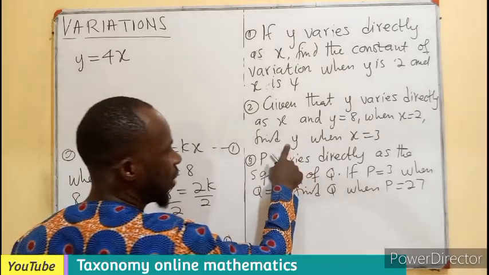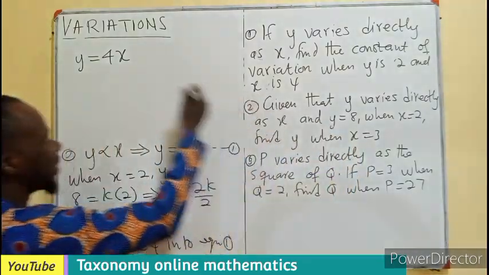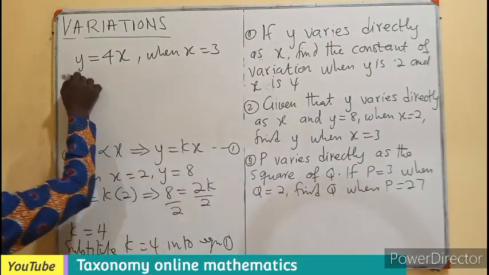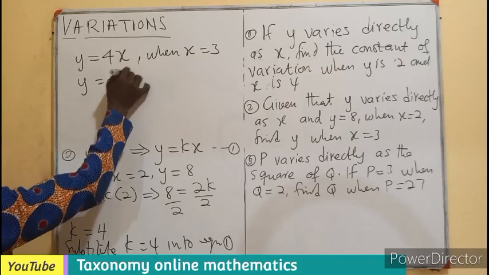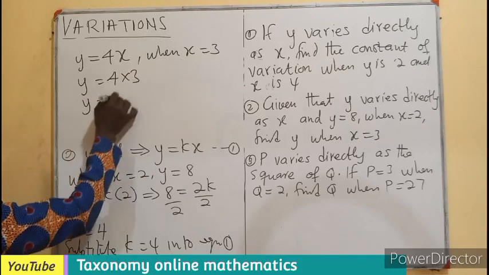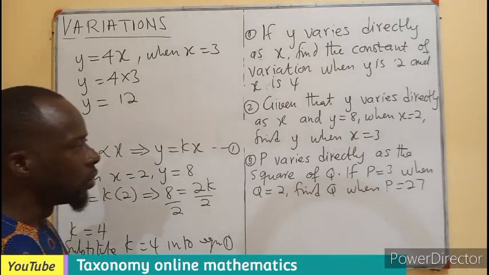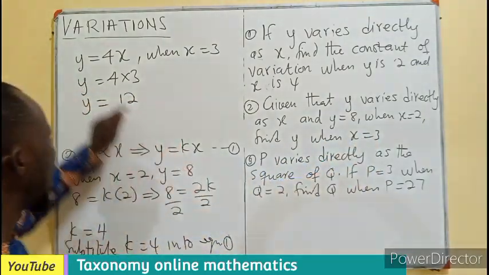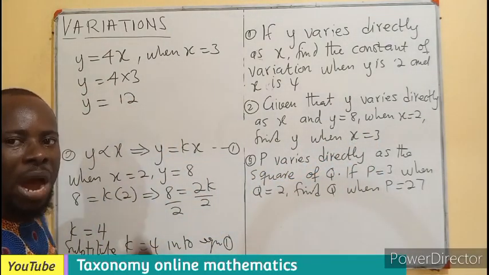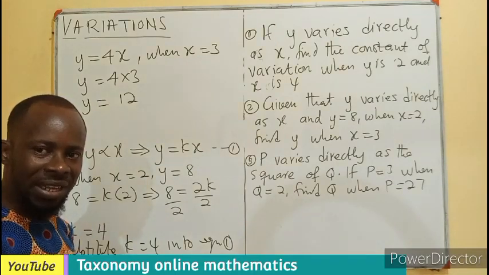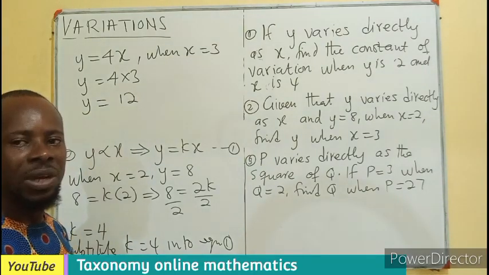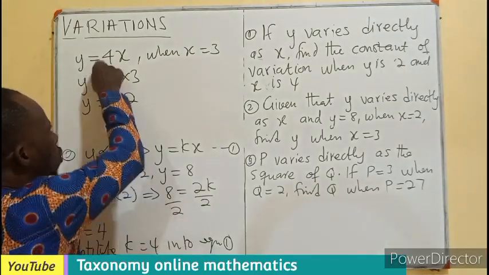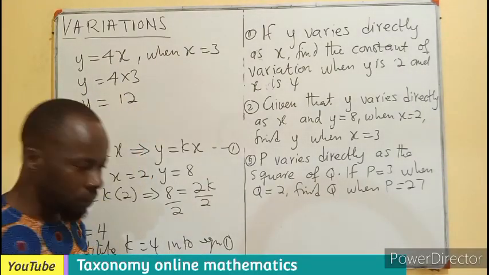So now we can find y when x is now what? When x is 3, your y is going to be 4 times 3, which will give you y to be what? 12. So you can also find y again when x is 15. You just multiply 15 by 4. Then your y will become what? 60. You can see that as the x changes, the y changes based on a certain value, which is the constant we are referring to.